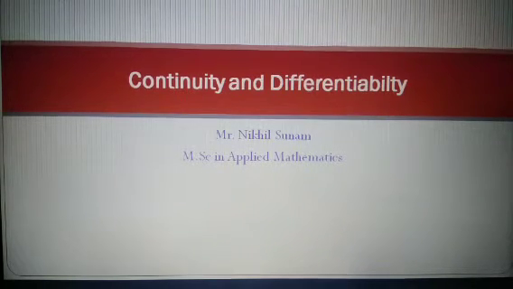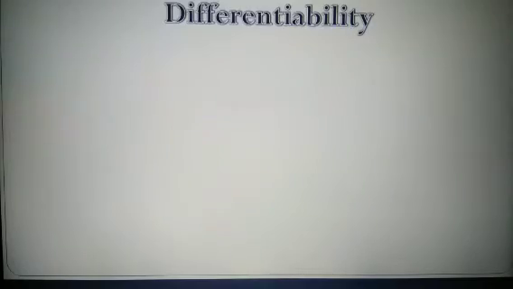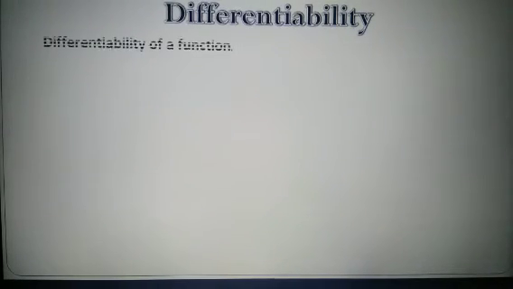So today we are going to continue our work on continuity and differentiability. So far we have seen in our first part and second part, we have seen continuity. Now in this particular lecture, we are going to talk about differentiability. Okay, so let us start with the definition of differentiability. Now we'll first talk about differentiability of a function at a point.